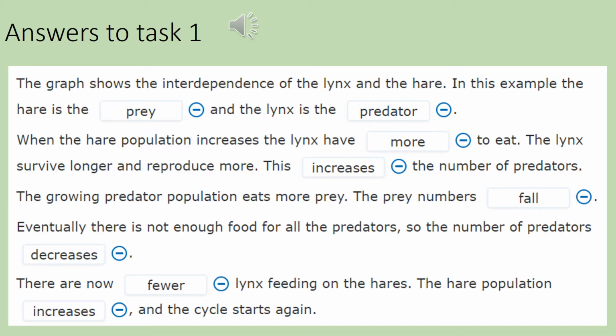Okay, so task 1 should look like this. The graph shows the interdependence of the lynx and the hare. In this example, the hare is the prey and the lynx is the predator. When the hare population increases, the lynx have more to eat. The lynx survive longer and reproduce more, and this increases the number of predators. The growing predator population eats more prey. The prey numbers therefore fall. Eventually, there's not enough food for all the predators, so the number of predators decreases. There are now fewer lynx feeding on the hare, and the hare population increases, and the cycle starts all over again. If you didn't get it right, correct it. If you did, well done.